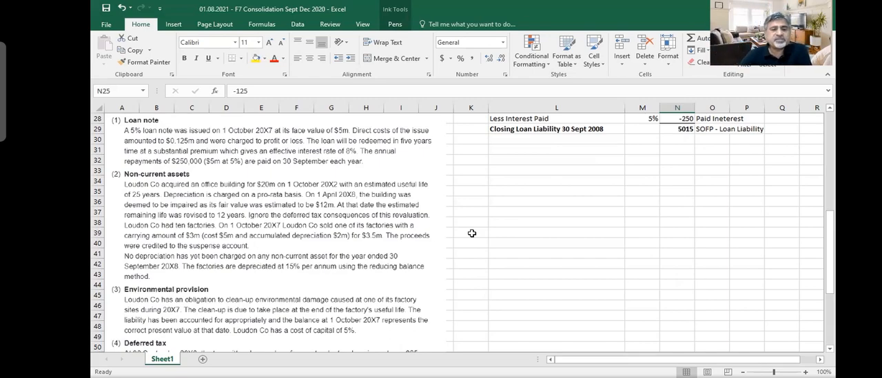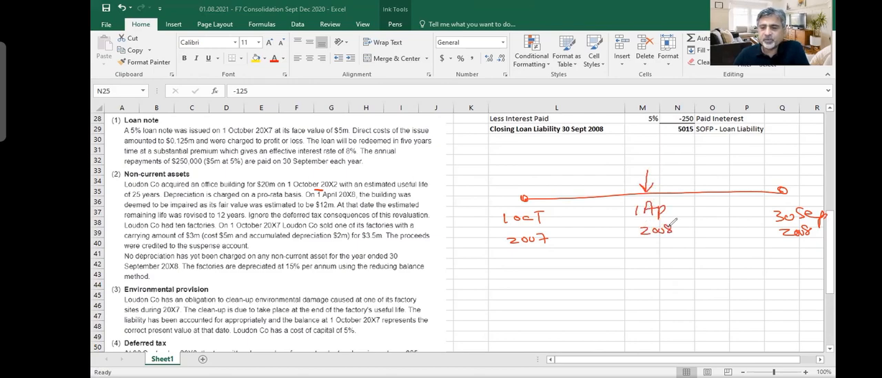And then it says that on 1st April 2008, now this is happening in the middle of the year, because the year starts on 1st of October 2007 to 30th of September 2008. This is my financial year. So 1st April 2008 is exactly in the middle, 6 months. What happened? The building was deemed to be impaired as its fair value was estimated to be 12 million. So at this point, it is 12 million.